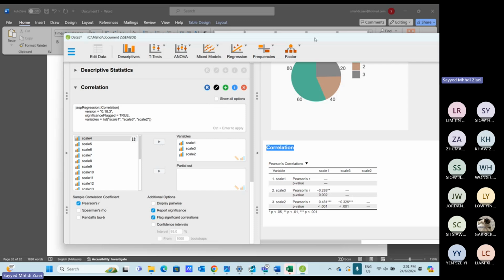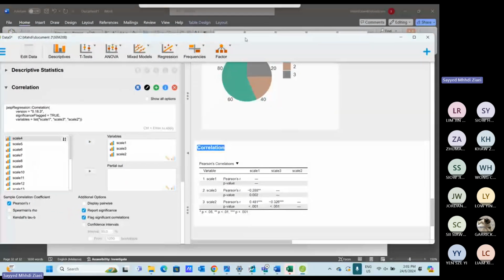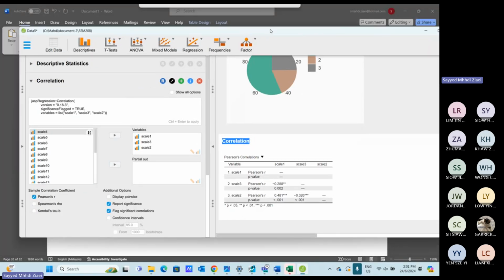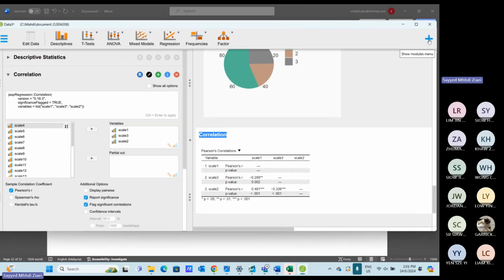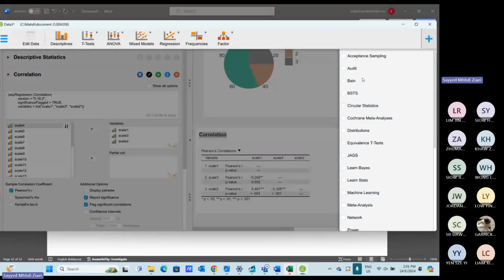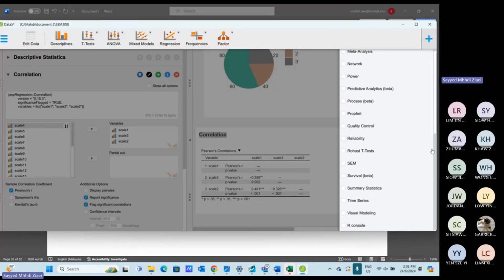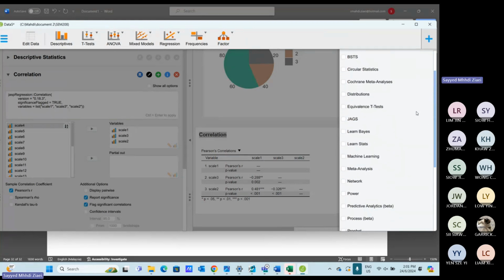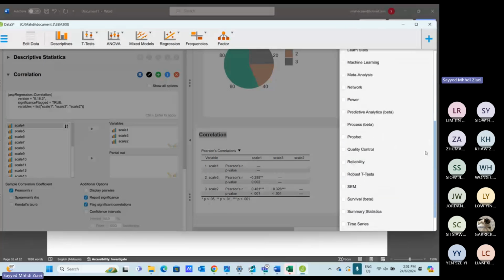Okay, so the last part of this video is about the reliability test, which is useful for your project. There is no option for reliability test, but there is a plus here. If you click here, you can add some options to your framework. So we have many options. For example, we even have machine learning here. So find reliability, it is here.